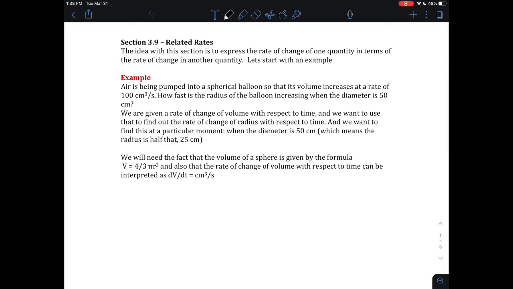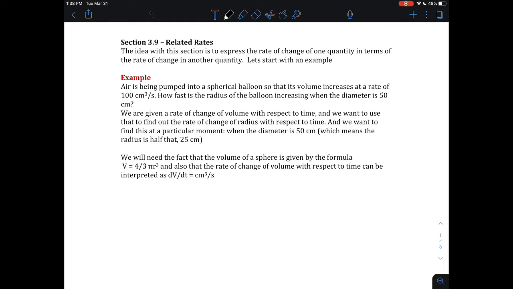Section 3.9, Related Rates. The idea with this section is to express the rate of change of one quantity in terms of the rate of change in another quantity. Let's start with an example. Air is being pumped into a spherical balloon so that its volume increases at a rate of 100 centimeters cubed per second. How fast is the radius of the balloon increasing when the diameter is 50 centimeters?